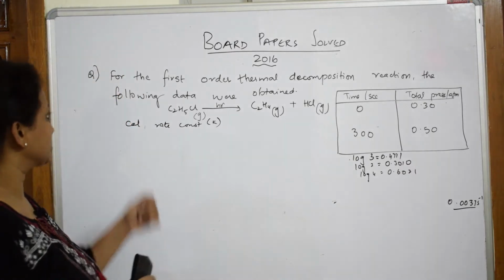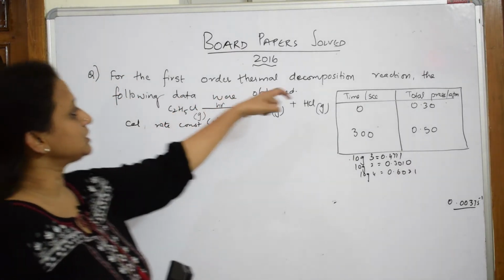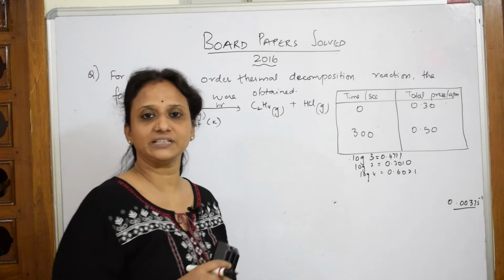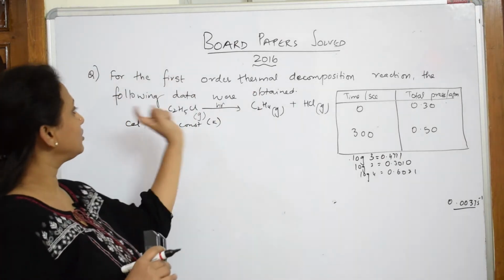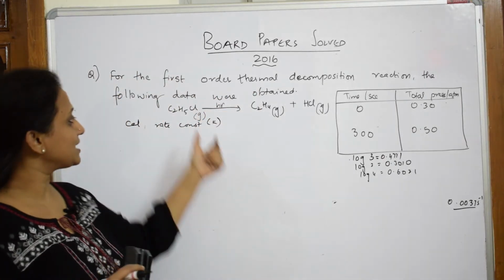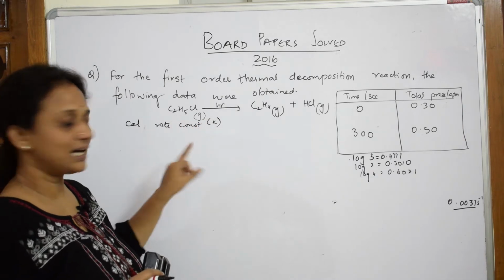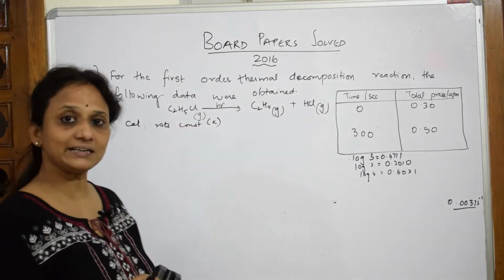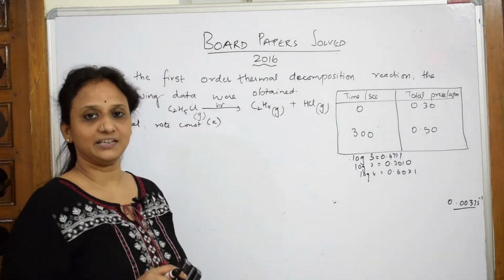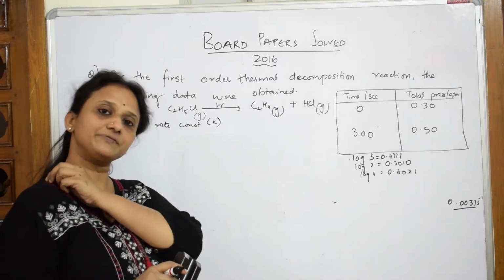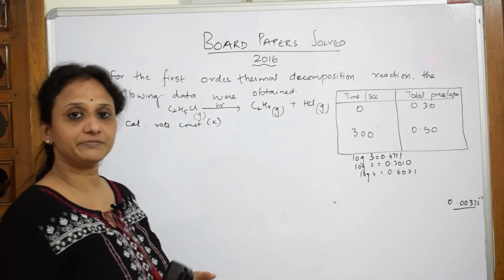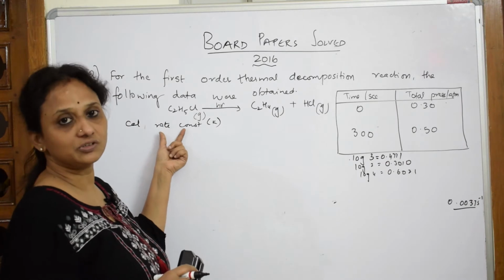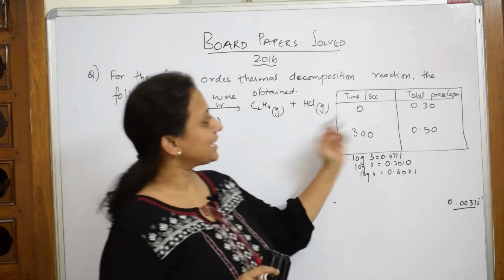Yes, let us read the question. For the first order thermal decomposition, this is the first order rate equation given to us. The following data were obtained. As soon as I see this reaction, I can clearly say there is only one reactant participating in the RDS, that is the rate determining step. So it is a first order rate equation. What should I find out? I have to find out the rate constant K, and some data is given to us.